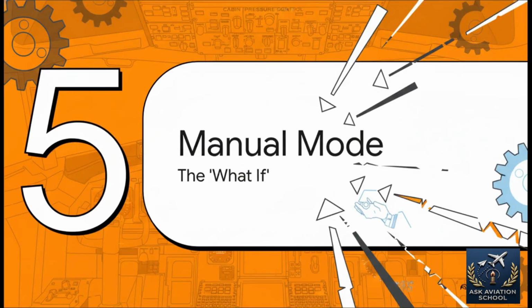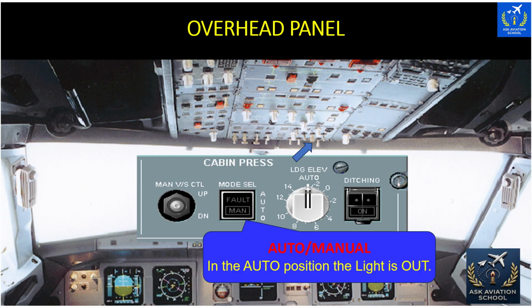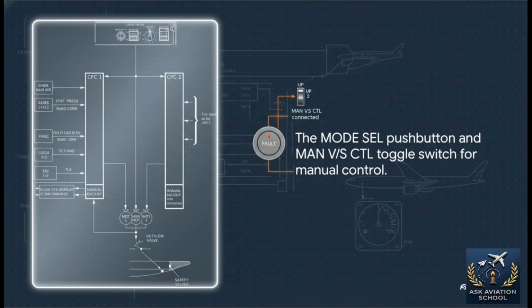Okay, so let's talk about the what-if scenario. What if both of our automatic controllers decide to take the day off? That's when we, the pilots, have to step in and use manual mode. You'll know this has happened because you'll see a fault light on the mode select push button. The ECAM procedure will tell you to select manual mode.